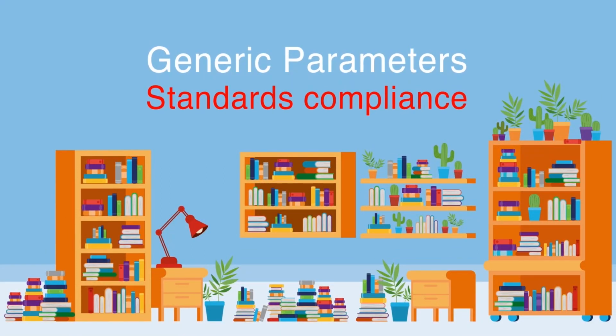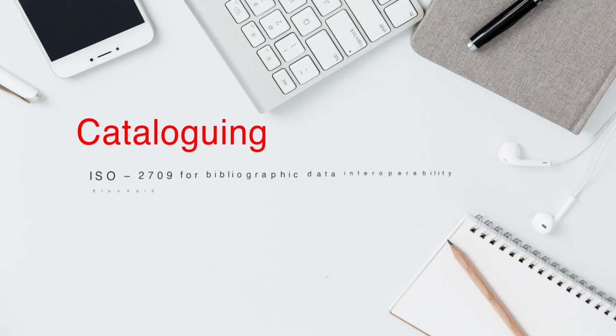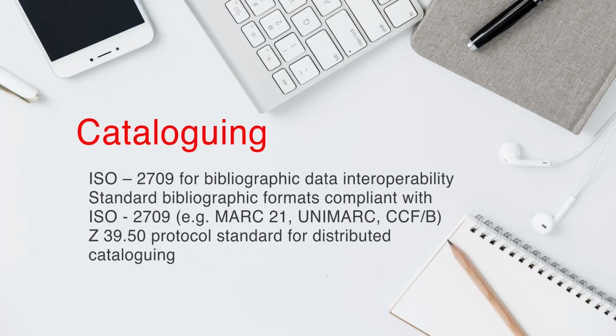Now another important parameter is the global standard support. As I told you, the present trend is towards open standards, so you need to check how many standards in each of the modules and submodules the selected ILS is supporting. Say for example, cataloging, these are, again I am telling, the minimum essential standard support. In cataloging, we need to have ISO 2709 for bibliographic data interoperability, both for bibliographic data and authority data. And it should support an array of standards according to your choice.